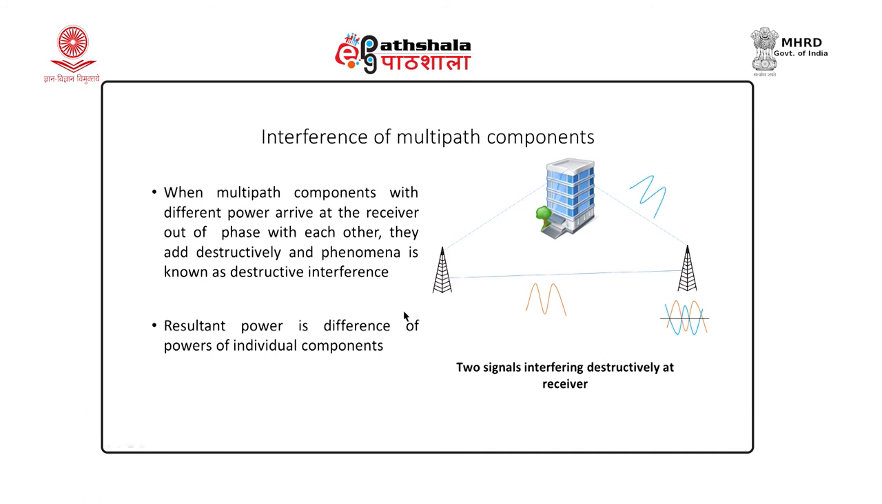Then destructive interference, when the two signals are arriving out of phase with each other. What do you mean by out of phase? When the phase difference between them is 180 degree, this phenomenon is known as destructive interference. So, one signal came here, the other signal came with 180 degree phase difference. The two got interfered at the receiver out of phase, and the result is destructive interference. Their powers got cancelled out and you almost got nothing at the receiver. Actually, the power received is the difference of the powers or amplitudes of the two individual components, but if the amplitudes of the two signals are equal to each other, they will cancel out each other when they interfere destructively.